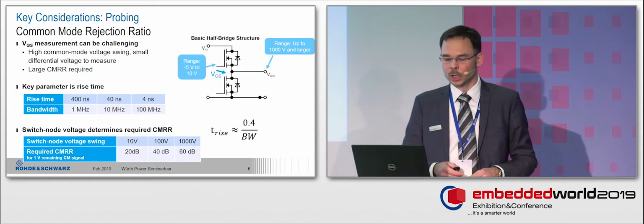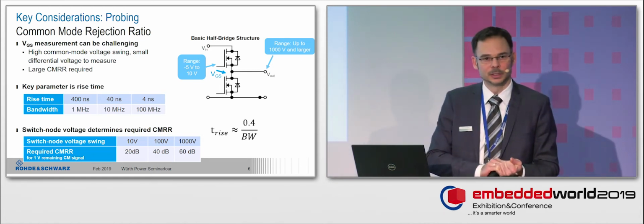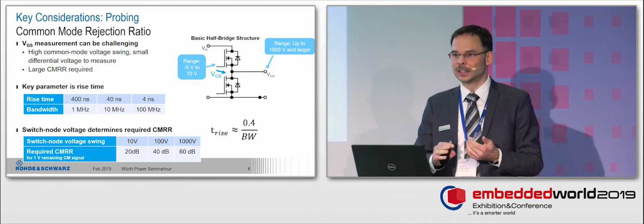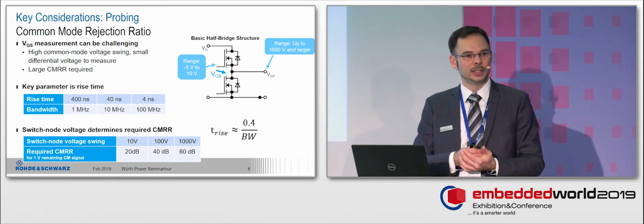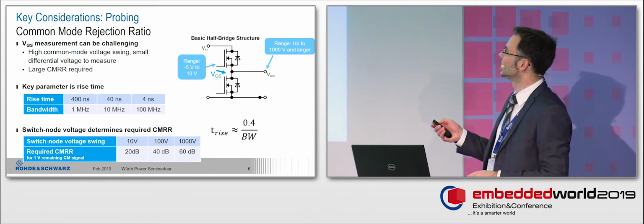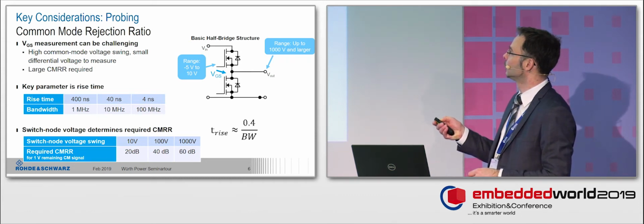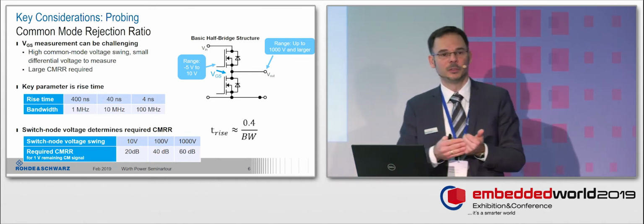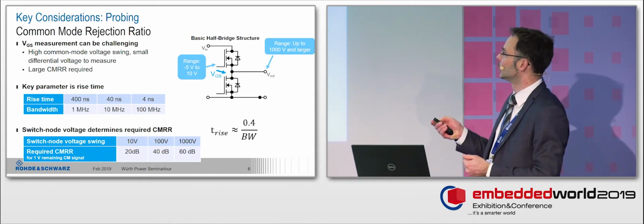Okay, what else to look at if you make switching measurements, floating measurements? Well, the key consideration, of course, is common mode rejection ratio. On that slide, there are some thoughts on what solution you need and what key parameters you have to consider. The problem is that one of the most common measurements is the gate source voltage measurement of the high side gate, and unfortunately that point is switching around, sometimes with very high voltage, and you need to suppress this if you have a differential probe.